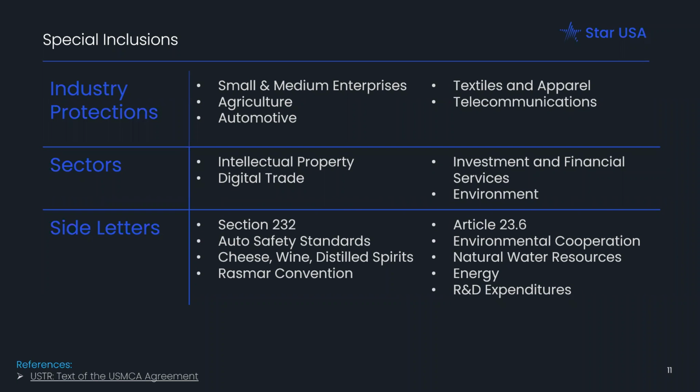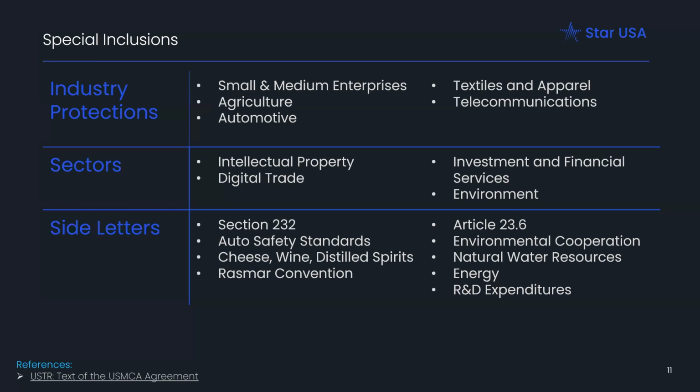So the special inclusions, these are part of the act of negotiating between these three countries. These are priority issues that all three countries came to an agreement and an understanding on how to provide, in the first case, protections for specific types of industries. We have small and medium enterprises, the agricultural industry, automotive, textiles and apparel, and telecommunications. Obviously, these are hot button issues that have been debated for decades between US, Canada, and Mexico and around the world. So they are going to have a special inclusion here.